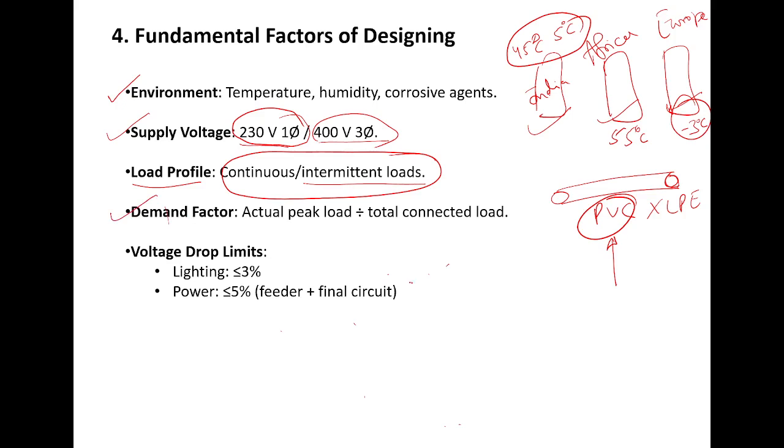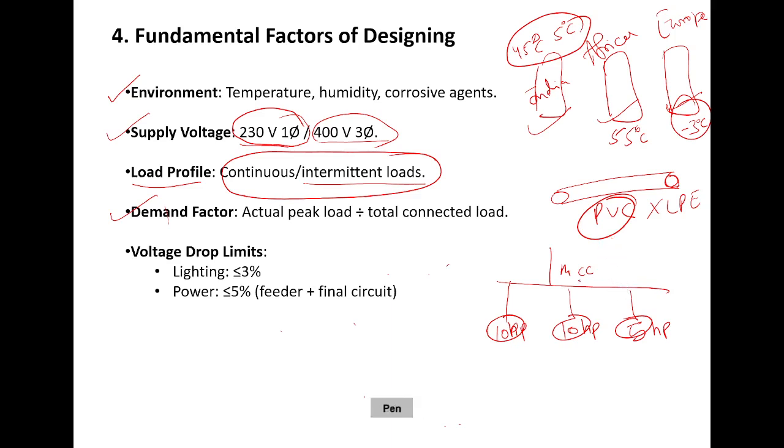What is the demand factor? Okay, so let's suppose I am having this MCC panel. On this MCC panel, I am having three motors. One is a 10 HP motor, another is also a 10 HP motor, and the third is my 5 HP motor. Now on this panel, if I ask you what is the total connected load, you can easily tell me the TCL value is 25 HP.